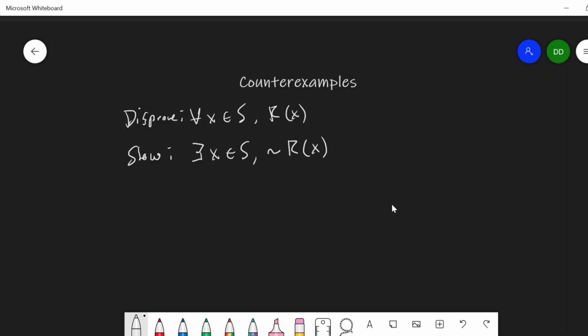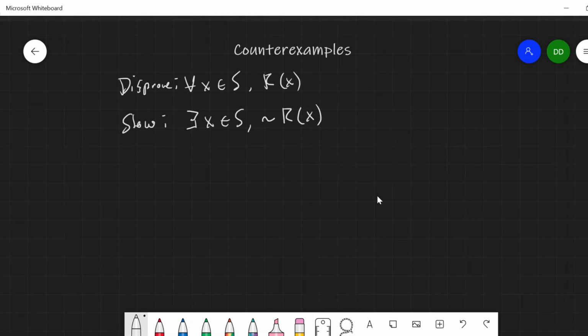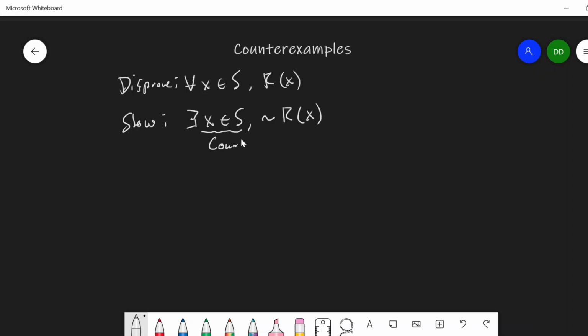So that's our goal with a disproof, to come up with an example such that the statement's false. This element x in S would be called a counterexample in this case.